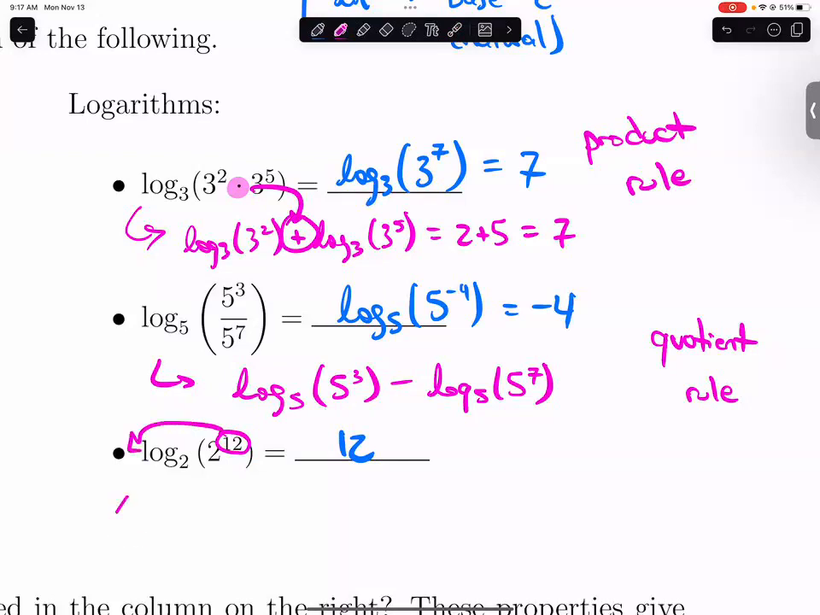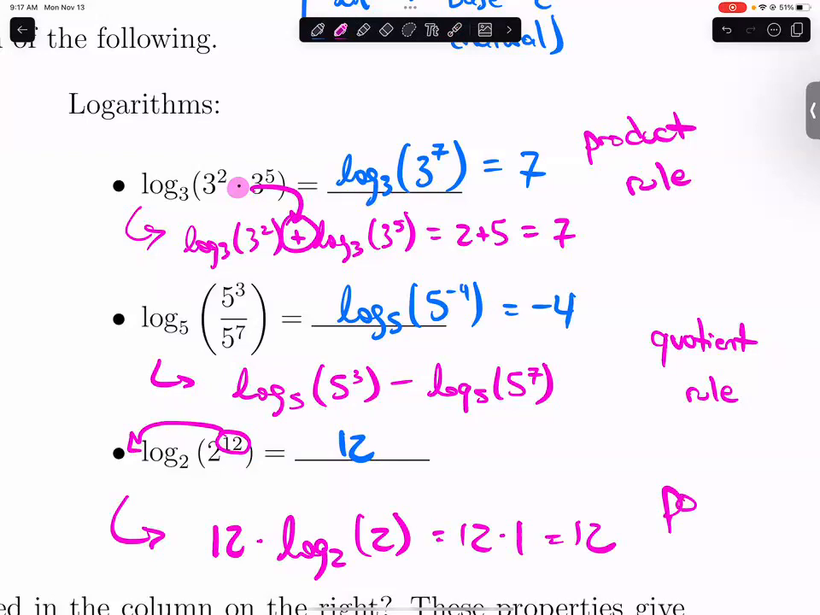But a more compact way to do that is that I could take that exponent and bring it down and treat it like it's a coefficient. Treat it like it's a number of copies, right? So that's 12 times 1, which is 12. That's the power rule for logs.